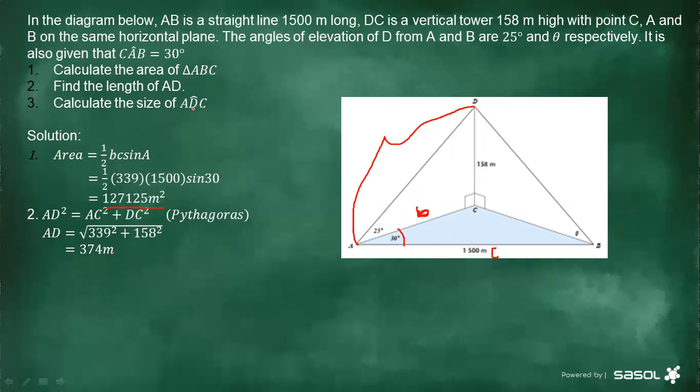Then calculate the size of angle ADC, meaning we need this angle here. We want this angle D. So angle ADC equals 180 minus 90 minus 25. Why? Because this is triangle DCA, so you add the two given angles and subtract them from 180. That gives us angle ADC, which is 65 degrees. So that is the answer.